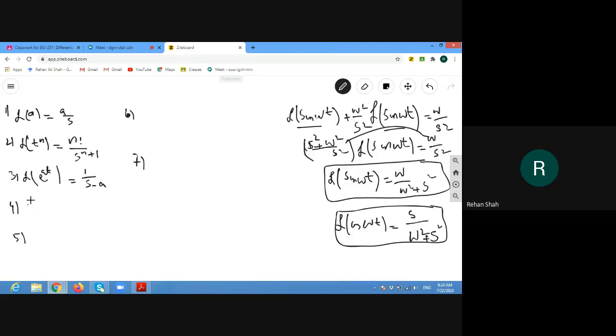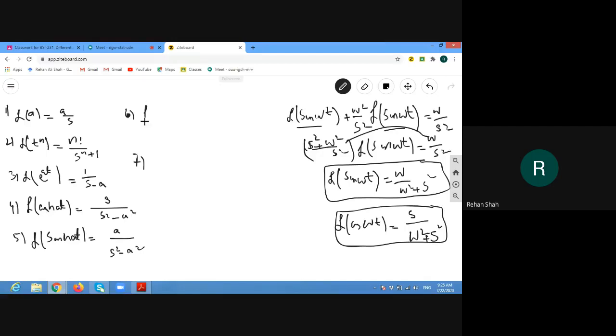And Laplace of cos hyperbolic at and Laplace of sine hyperbolic at. In sine hyperbolic and cos hyperbolic, there must be s square minus a square in the denominator. But in sine, there will be a, in cos, there will be s.